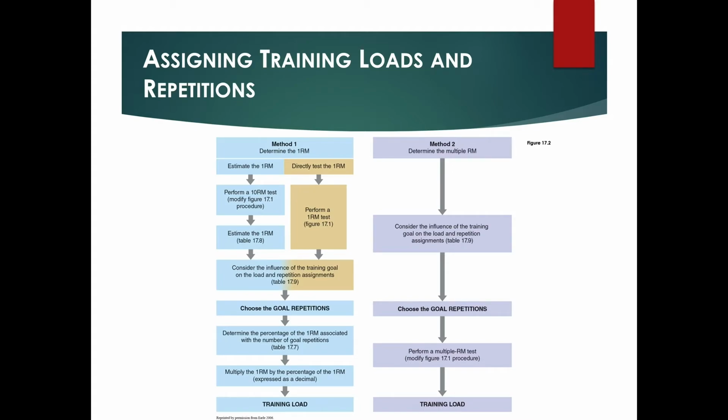Okay, assigning training loads and repetitions. There's a couple of methods here. One, you can estimate the 1RM. You have someone perform a 10 repetition max. I'll show you the procedure coming up in a sec. Once you get that, you can estimate out the 1RM. This will then consider the influence of a training goal on the load and repetitions assigned. Or you could directly test the 1RM.